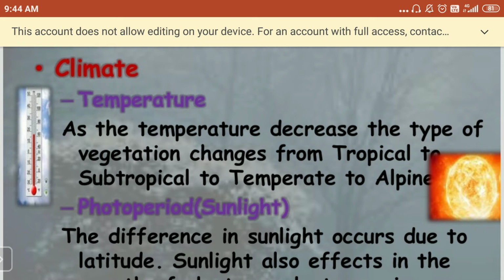The factors that determine the duration of sunlight are the latitude of a region, the altitude of a region, and the duration of the day. So these are the things. Areas of heavy rainfall typically have more dense vegetation as compared to areas of less rainfall.